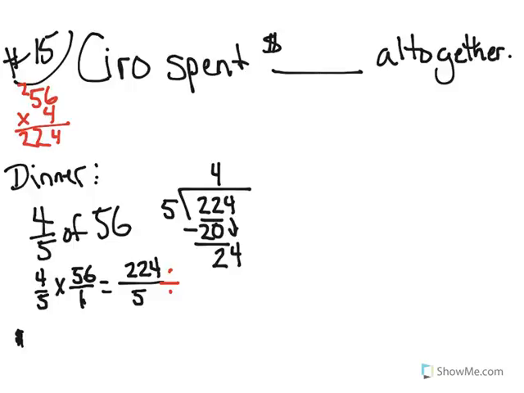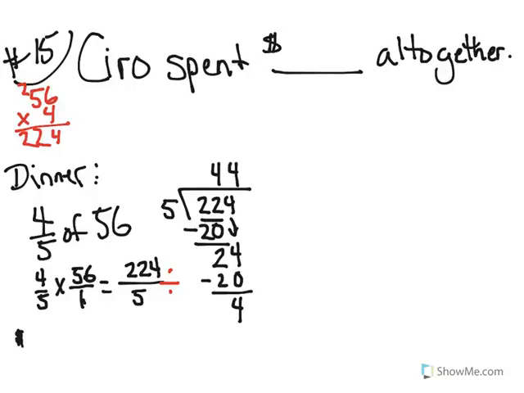5 into 24, there are 4 5s in 24. So I'm going to multiply 4 times 5 and get 20. I'm going to subtract, I get 4. Now I have a problem here because I have this remainder. Now remember, at this point I have a choice. I can either continue my division and get a decimal, or I can use this remainder to make a fraction.